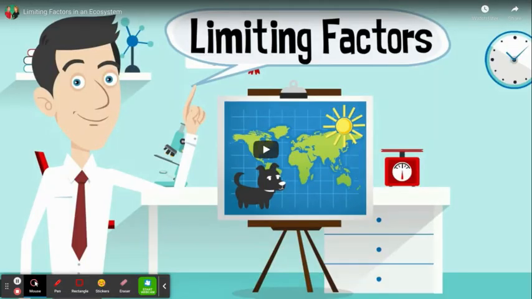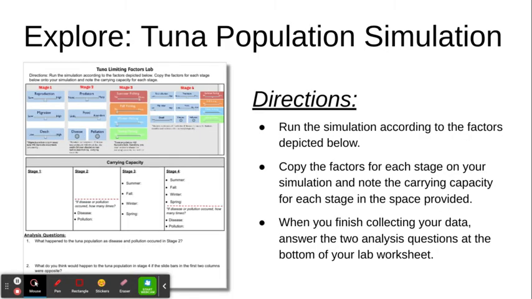Before starting the actual activity, there is a previewing activity that goes over limiting factors. After you finish going through the limiting factors video, just go ahead and do a quick little class recap to make sure everybody understands limiting factors before you proceed. The first activity up is the digital version. The digital version is a tuna population simulation activity. So it does give them a computer model versus a physical model.